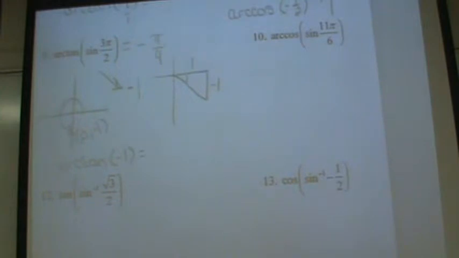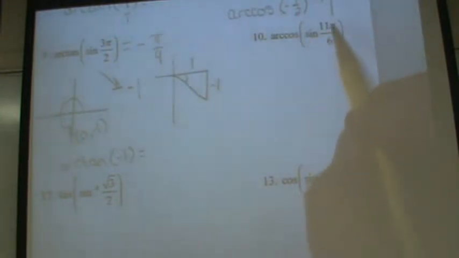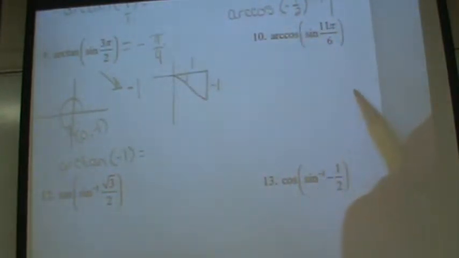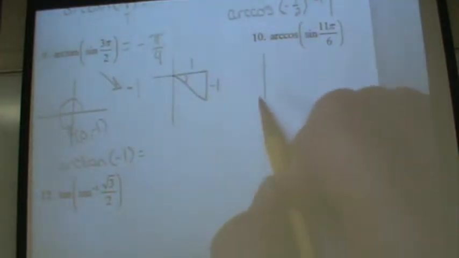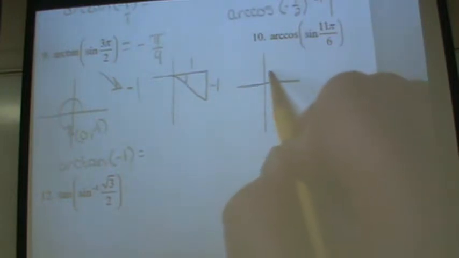Number 10. We need to find the sine of 11 pi over 6. Where is 11 pi over 6? It's in the fourth quadrant.